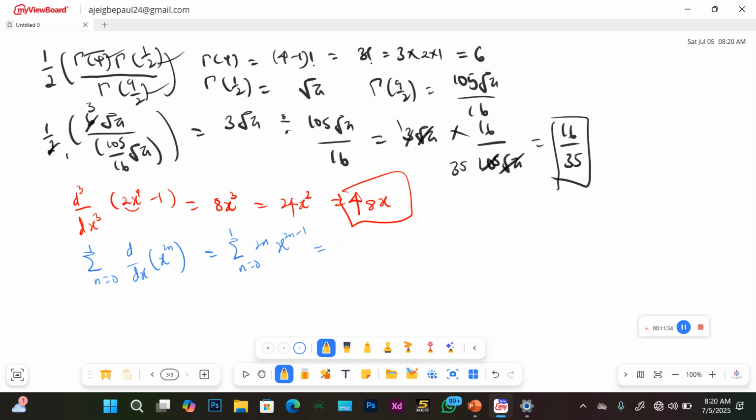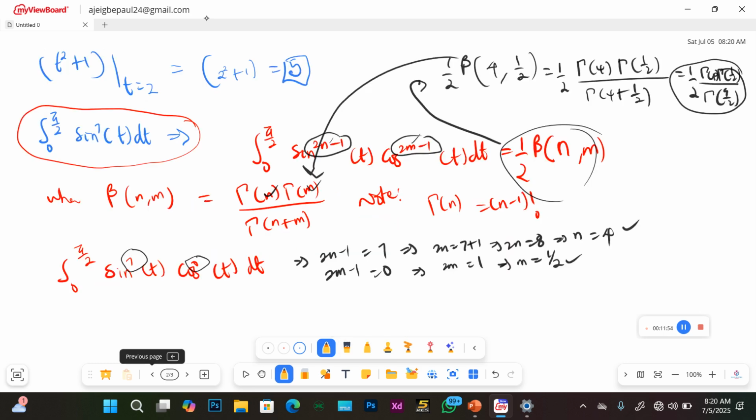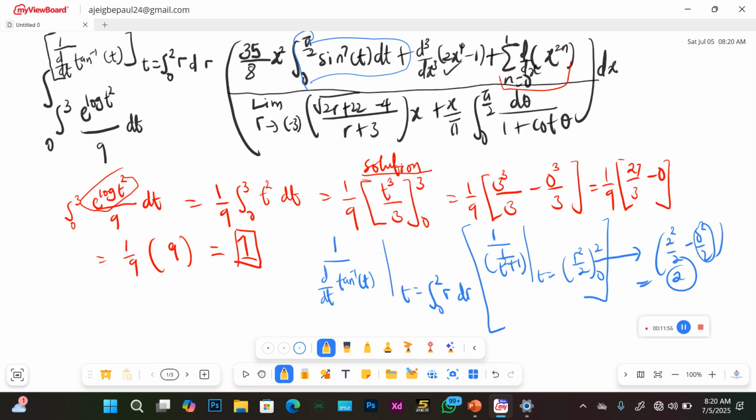Then you can now take the summation. If we take the summation, that will be 2 into bracket 0, then x raised to the power 2 into bracket 0 minus 1, then plus 2 into bracket 1, x raised to the power 2 into bracket 1 minus 1. So this is going to give us what? 2x. So we have 2x for that. Now we are done with the numerator.